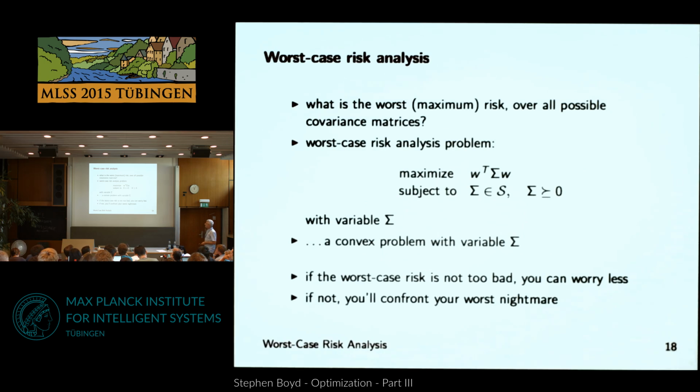And then you solve this problem, and if the worst case risk is not too bad, then you can worry less, right? If it's terrible, then you can go back and look at your assumptions in S and either tighten them or do something else, right? So that's your option. Or increase your risk aversion in your portfolio construction.